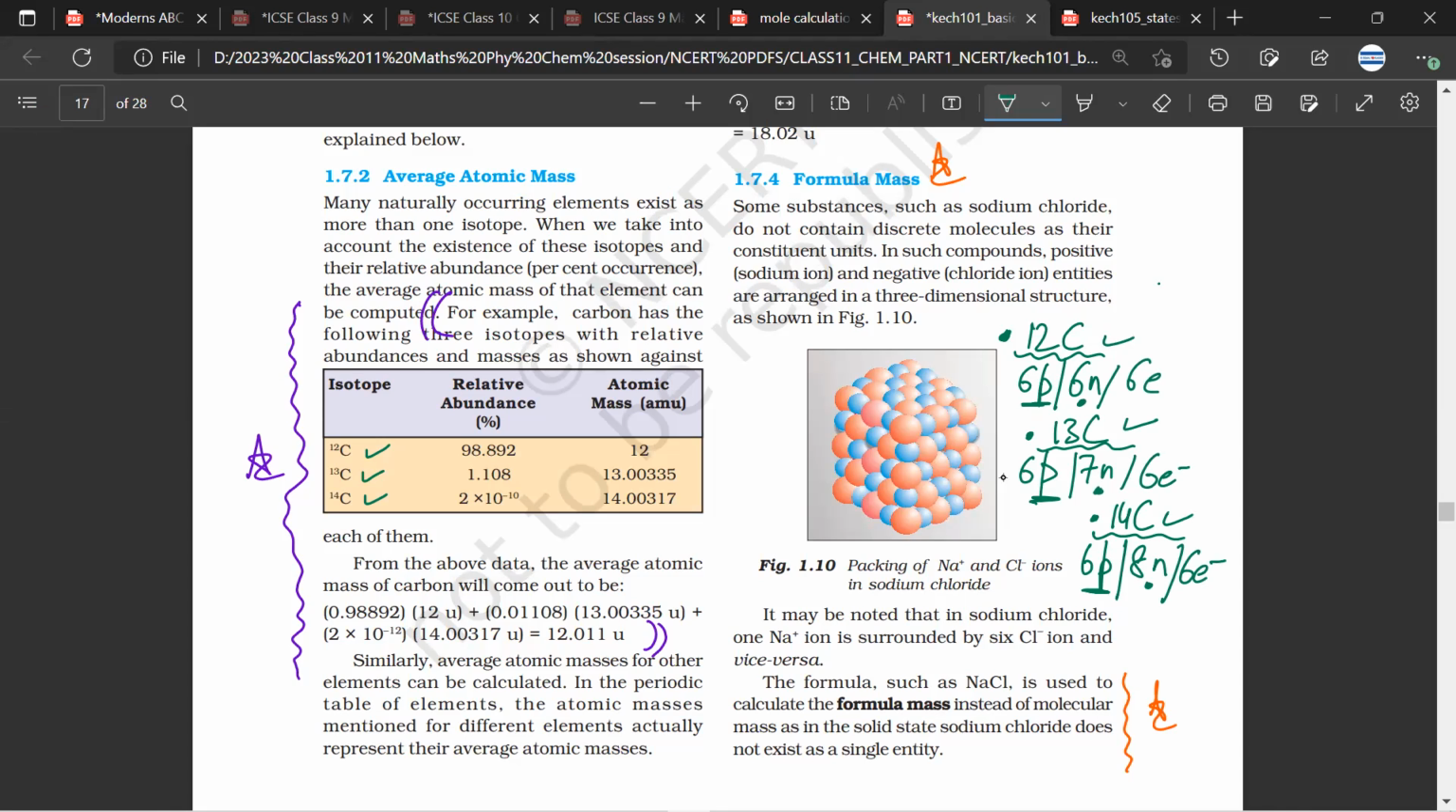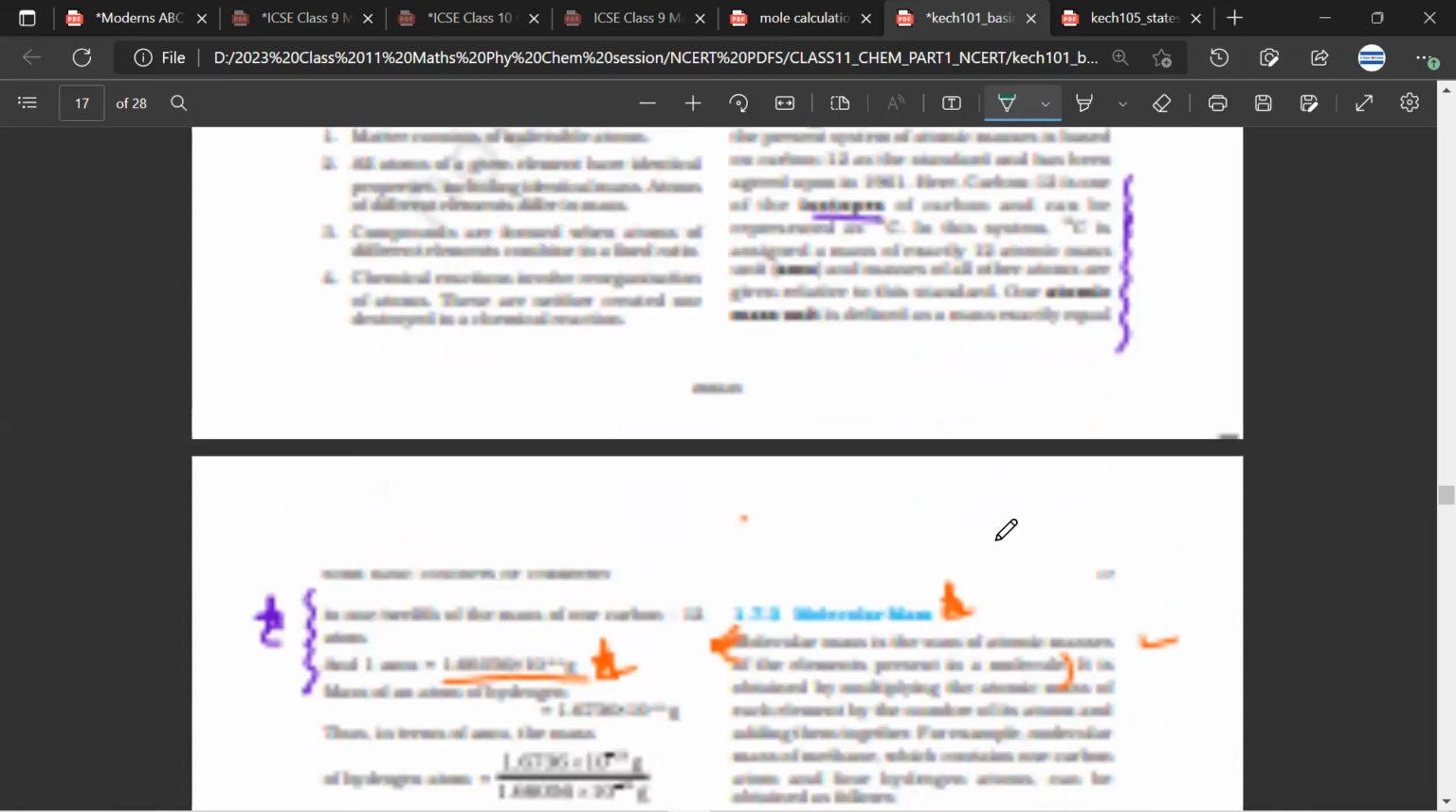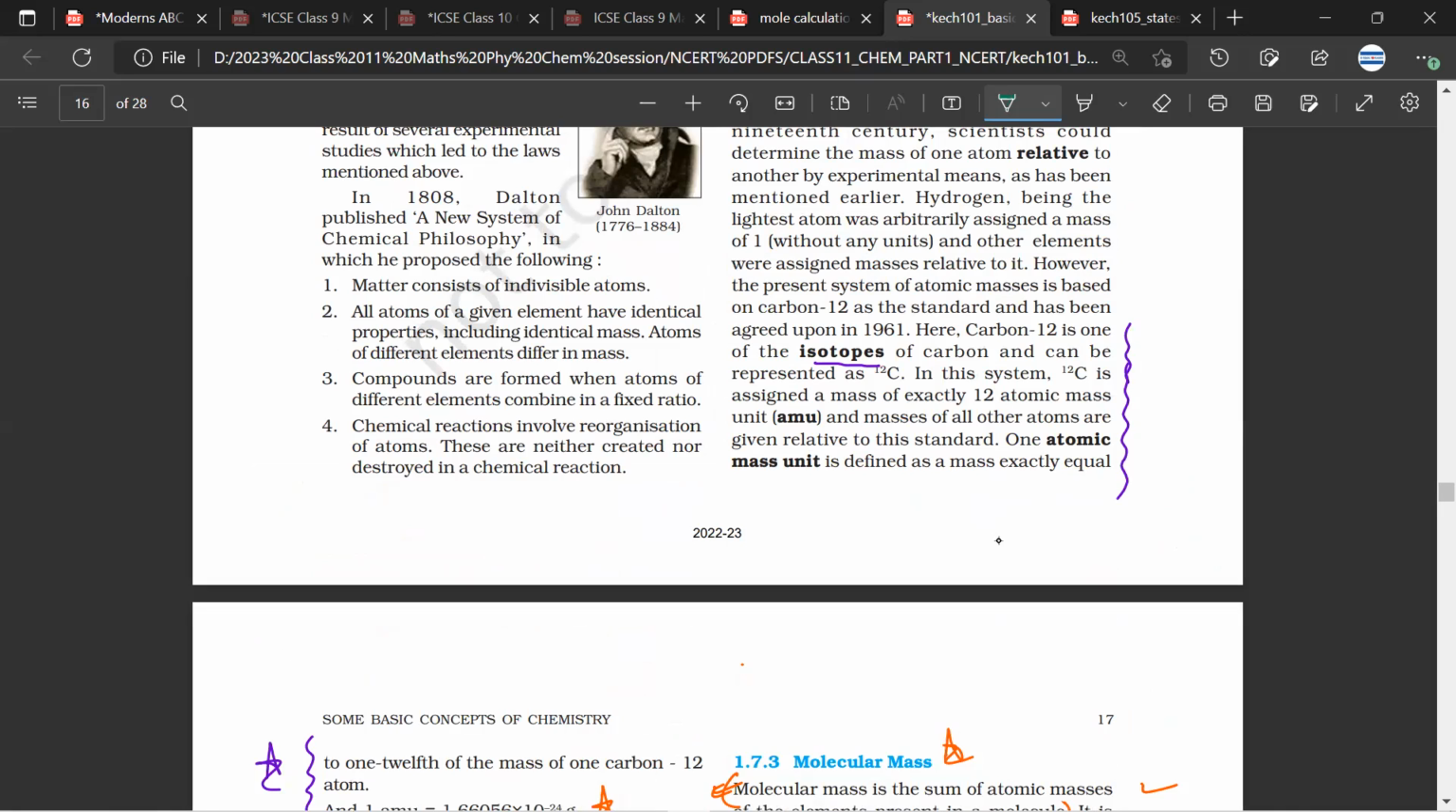Okay. So once we are clear about this, we need to focus on 12C, the flavor of carbon which has 6 protons, 6 neutrons, and 6 electrons. Are we clear? Now, why do we need to focus on this is because the 12C flavor of carbon is assigned exactly 12 atomic mass unit as its mass. Are we clear about this?